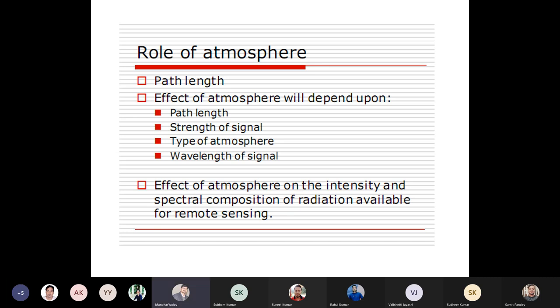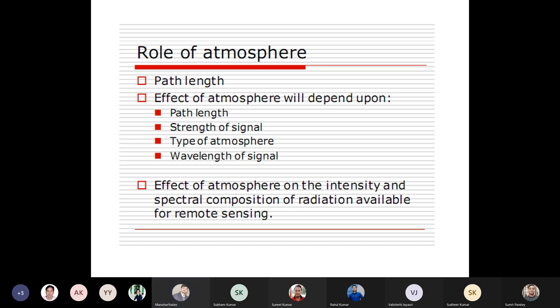So the path length involved in this analysis can vary widely. Let's say I give an example. In case of space photography, the results come from sunlight that passes through the full thickness of Earth's atmosphere twice on its journey from source to sensor. On the other hand, an airborne thermal sensor detects energy emitted directly from the object on the Earth. What does this mean?